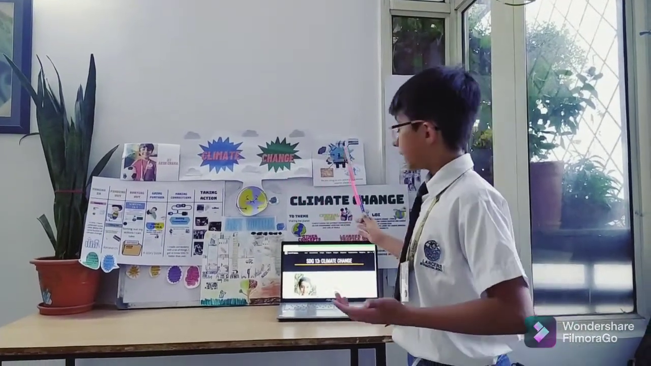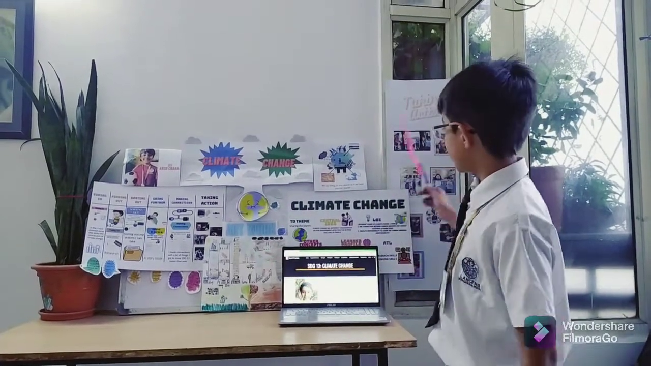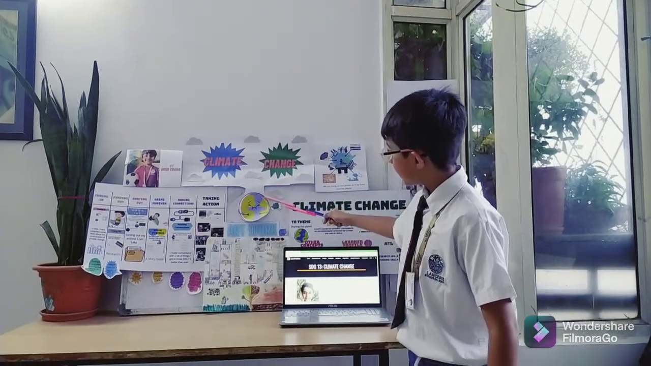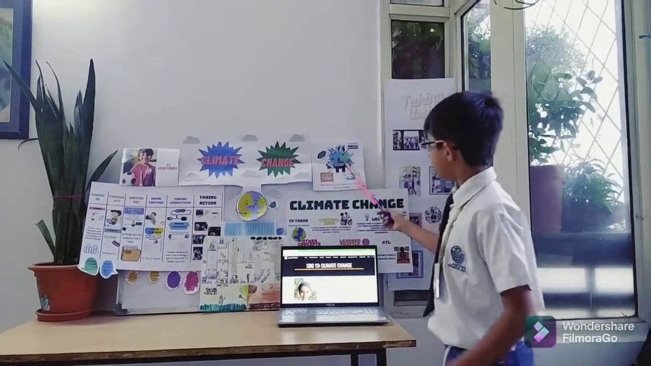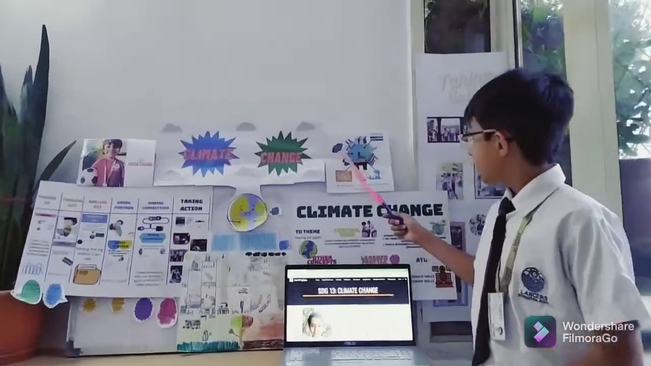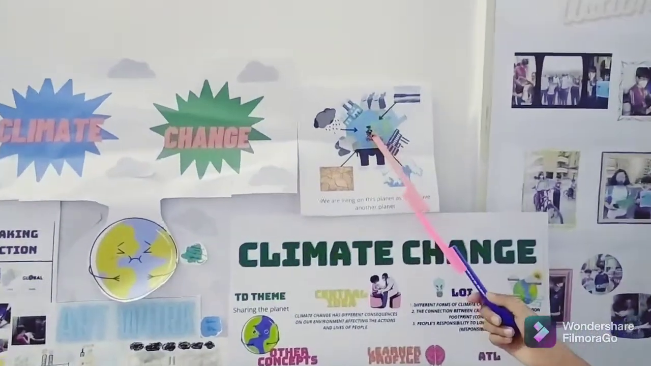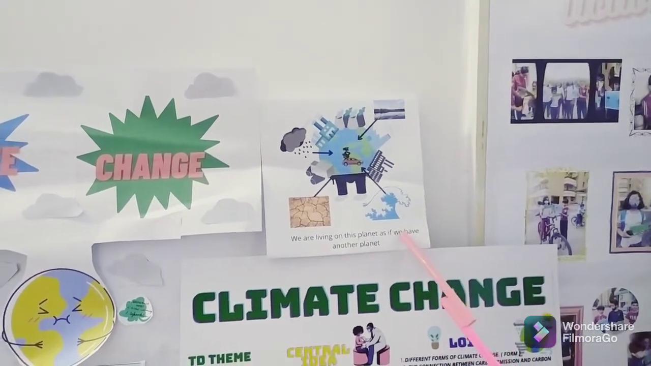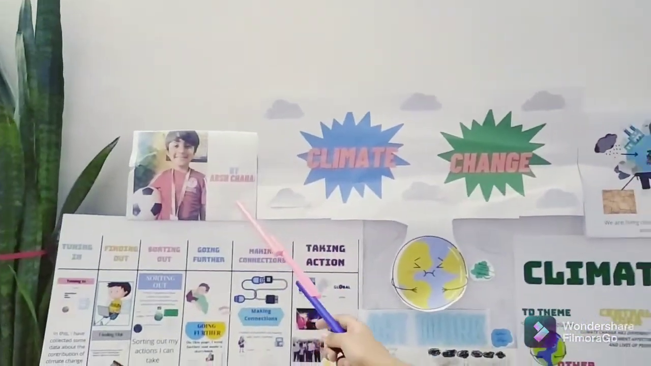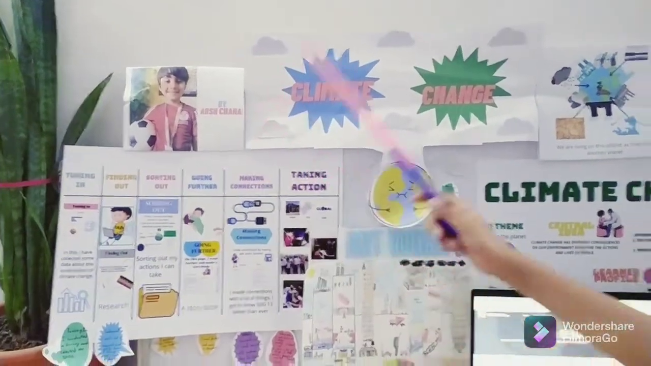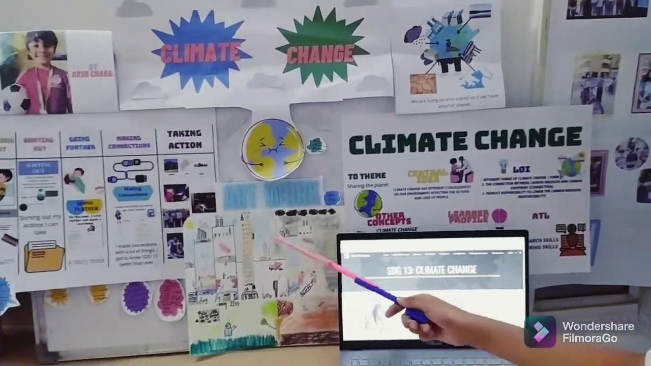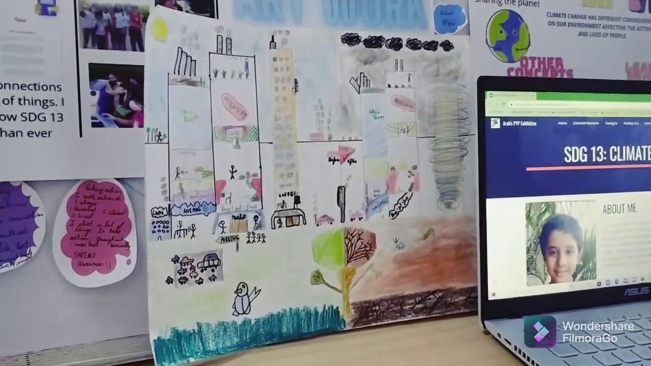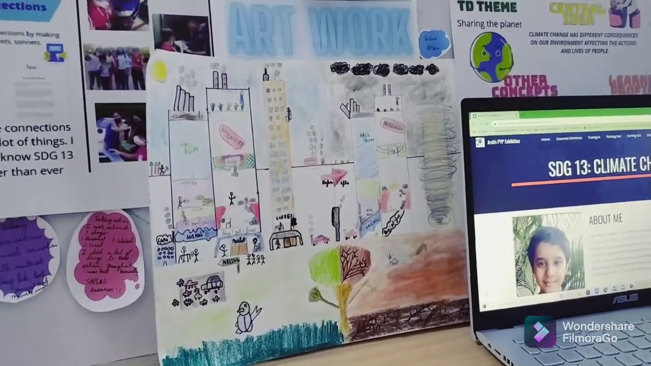Now that I have made a booth, let me show it. I have put my title here, climate change. I have added a picture below it. At the right side of this booth, I have added my logo, with the quote, "We are living on this planet as if we have another." And on the left side, I have put my picture. I've also put my artwork which I have made. Take a quick look at it. It is a before and after artwork.